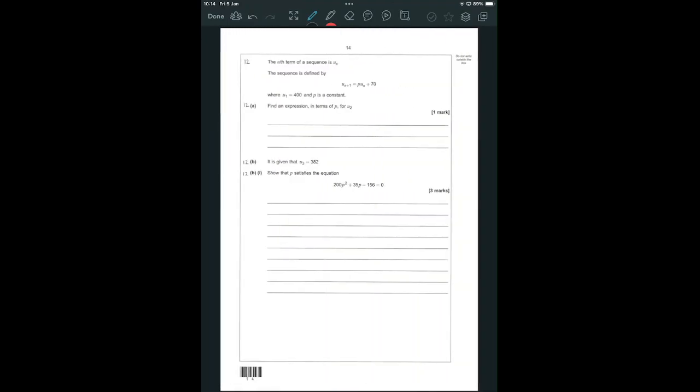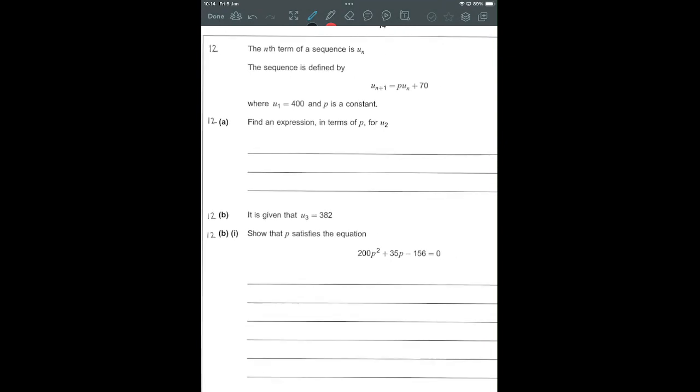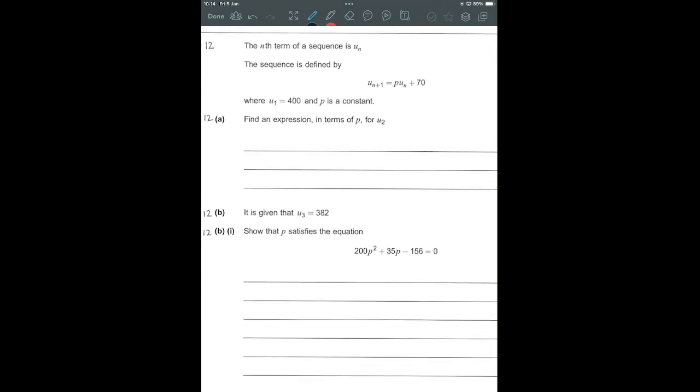Superb. Question 12. The nth term of sequence is that. The sequence is defined by, where u1 is 400, p is a constant. So this is an iterative link. So u2 is going to be p times u1 plus 70, which I could have written nicely the first time. 400p plus 70. Given that u3 is that, okay, and we need to try and create an equation. So u3 is p times u2 plus 70, and we've been told that's 382.